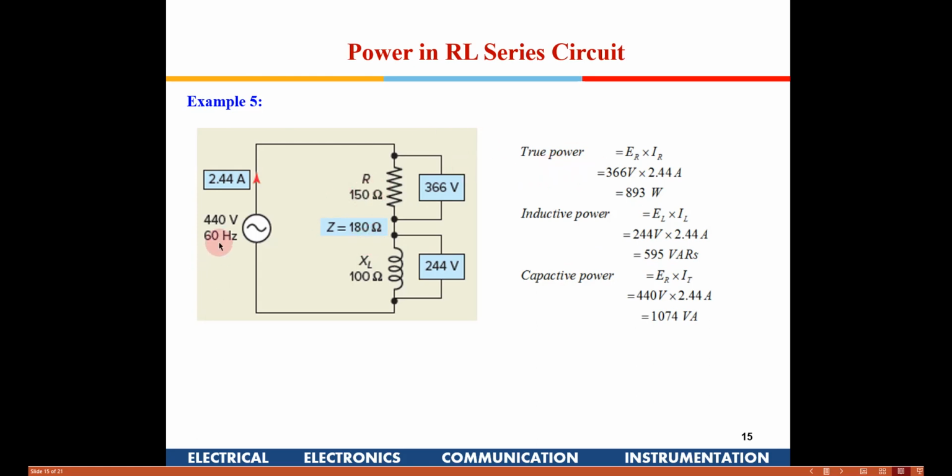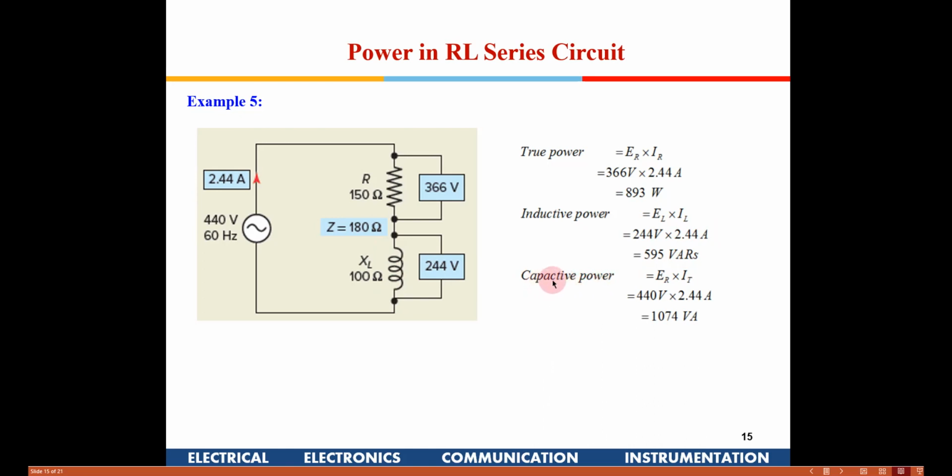In the same example you have 440 and 2.24, and so you have a true power ER into IR. The other way of finding it is to take this 440 into the current into cos phi, or you can just take the voltage across this resistance and the current, and again you will get the same value. Similarly, for the inductive power, either you take this voltage into the current into sin phi, or you take EL, the voltage across the inductor, and the current, and you get this value. This is the power in the inductor.